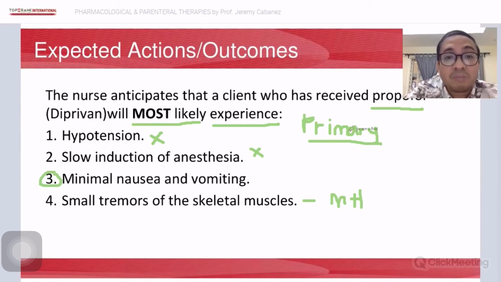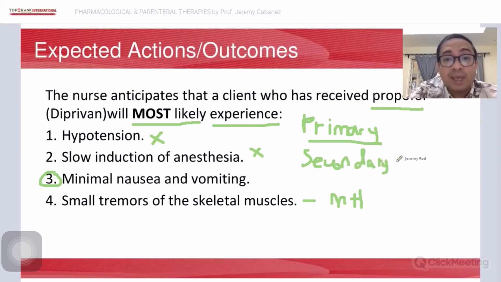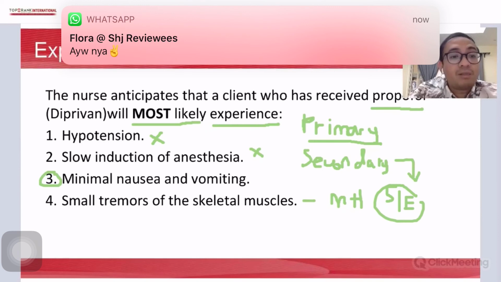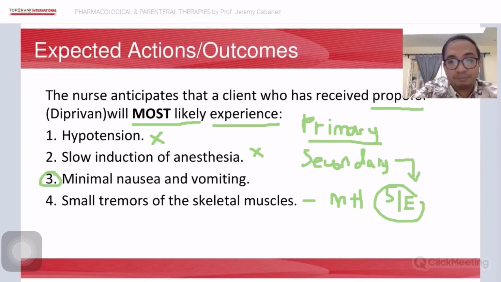And these are expected to occur. So, pag mga expected yan, dalawa yan. Primary, pwede ring secondary effect. Okay, so pag sinabi mong secondary effect, that would also be expected. So ang hinihingi sa'yo dahil most likely experience, pwede rin, it's the side effect of the drug. So yung hypotension, pwede yung maging adverse effect, that makes it wrong. Yung number 2, that's a false statement because this is fast acting. Yung number 4, that's common for malignant hyperthermia, while number 3 is your side effect of the drug. Okay, so number 3 is the correct answer.